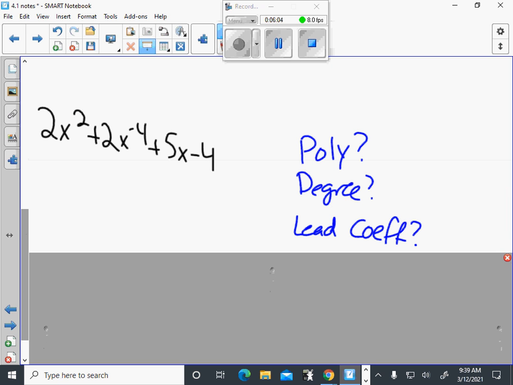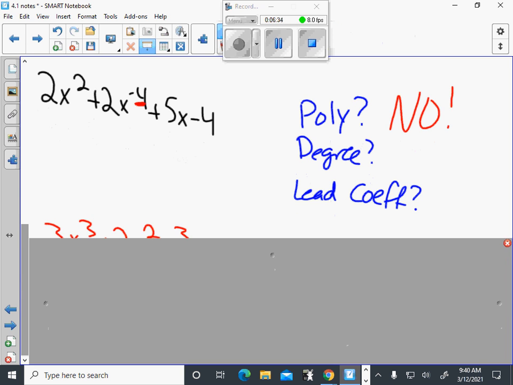Okay, this next one. We have 2x squared plus 2x to the negative 4th plus 5x minus 4. Is this a polynomial? Whenever we have a negative exponent, negative 4, we automatically don't have a polynomial. No, this is not a polynomial. We don't want to work with it. After that, just leave it. We don't have to go any further than that.